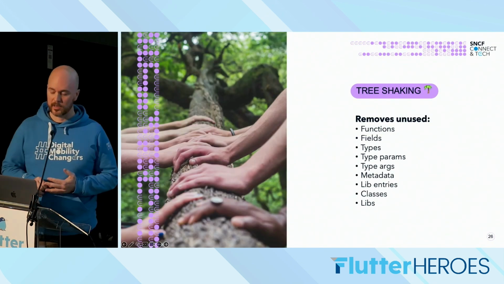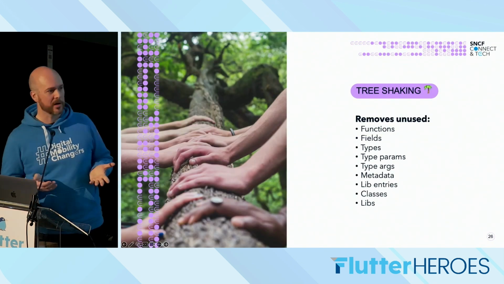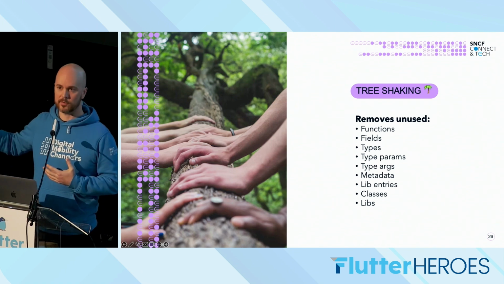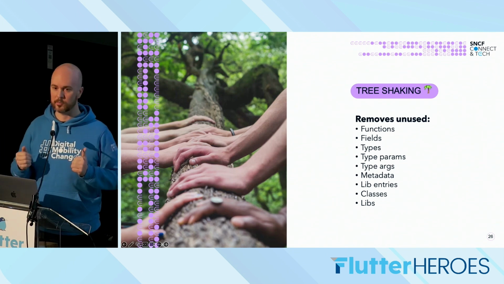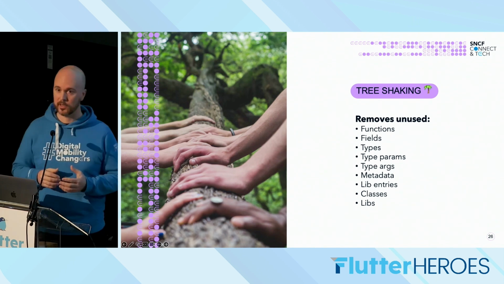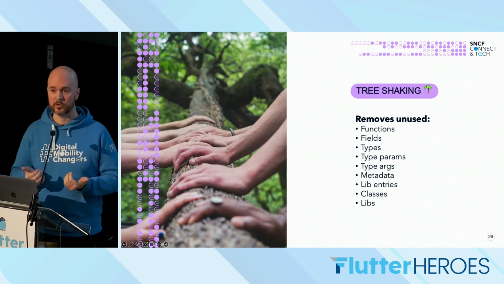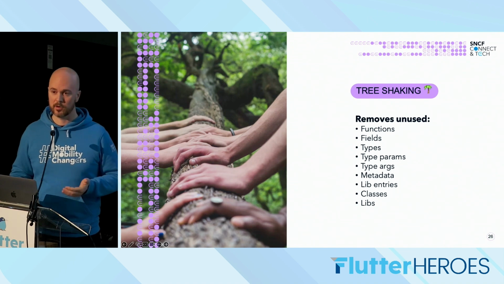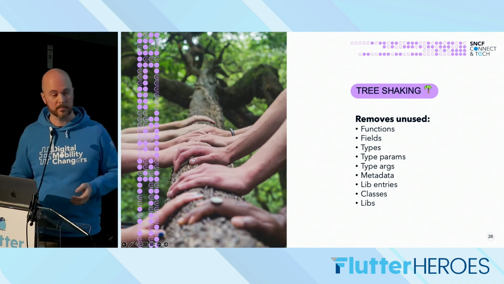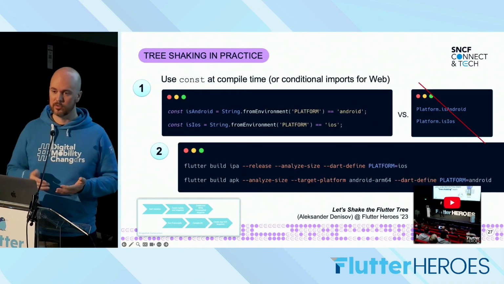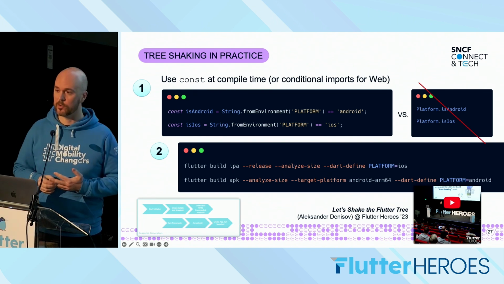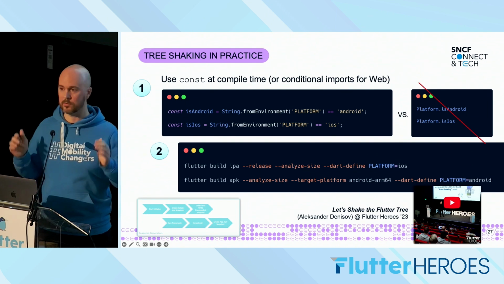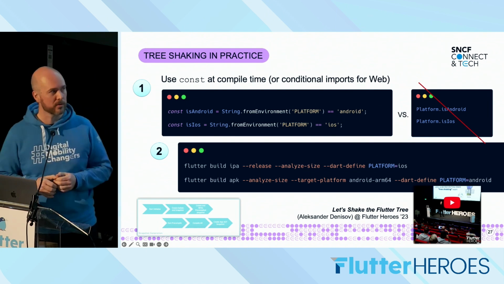And about tree shaking, well, app bundles were more about removing the code for the other types of devices. You download only what is optimized for your device. And tree shaking is more about removing unused code from the bundle. So there are many things in our code which can be removed when unused. And we won't go into too much detail because last year there was a very good presentation of tree shaking by Alexander here at Flutter Heroes. Don't hesitate to go back to it to learn more.